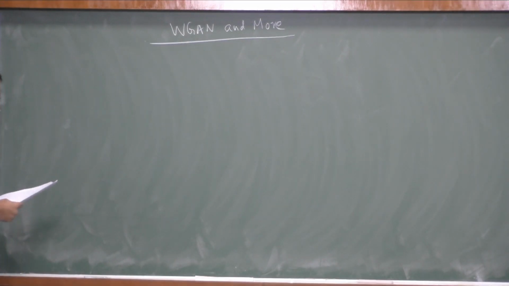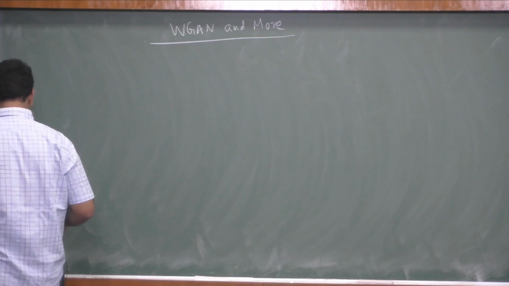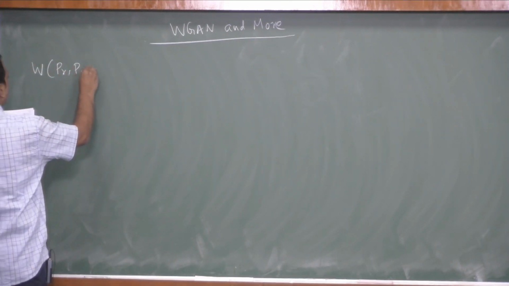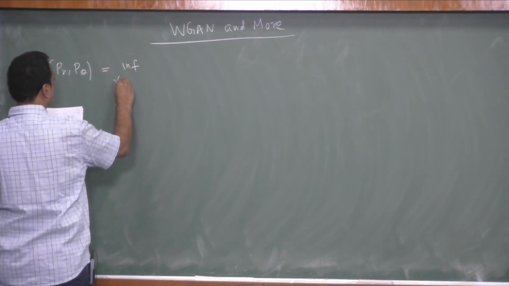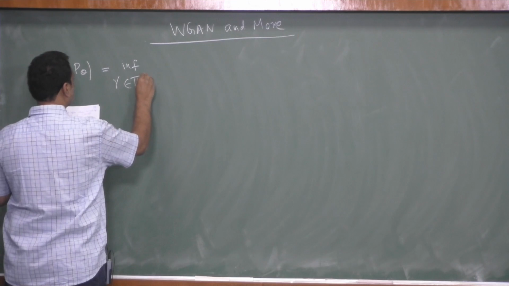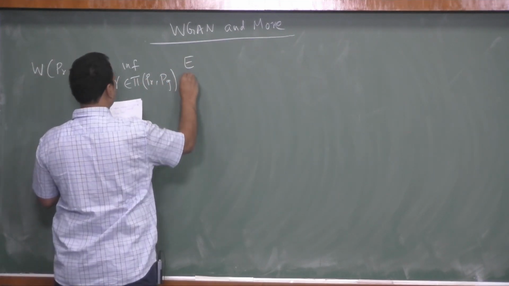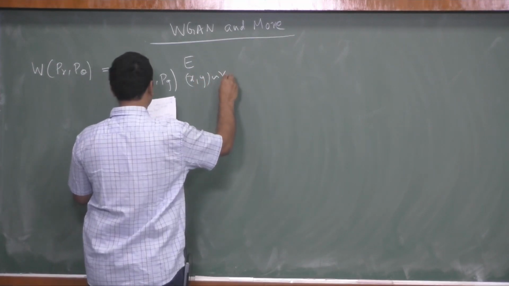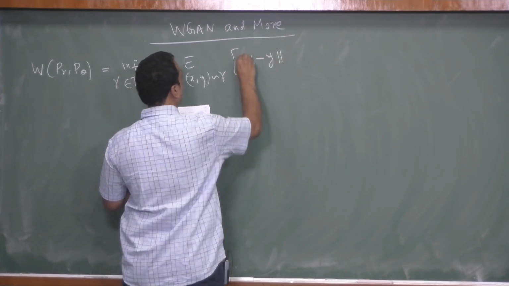So WGAN, what we have seen in the last class is that it is derived from the metric which is sometimes also called earth mover distance. This is defined to be the infimum over all the joint probability distributions of PR and PG, and you are trying to minimize the expectation over (X, Y) coming from the joint of the norm of X minus Y.